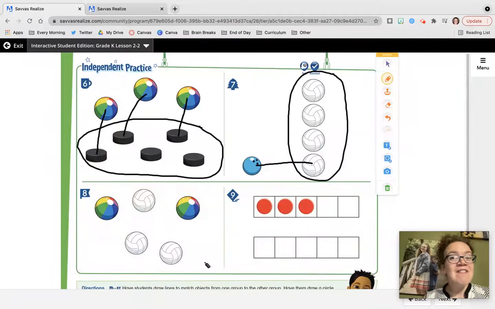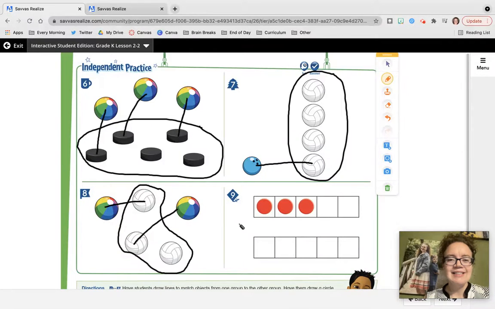Put your finger on flag number 8. We're comparing beach balls to volleyballs this time. Let's make our matches. Beach ball to volleyball. What do you notice? They are not equal. Which one has more? Raise your hand. Tell the guest teacher. There are more volleyballs, so we are going to circle the volleyballs. This is another one that's a little tricky. Mathematicians say the volleyballs are greater than the beach balls.